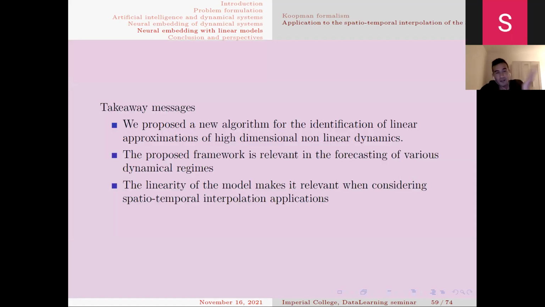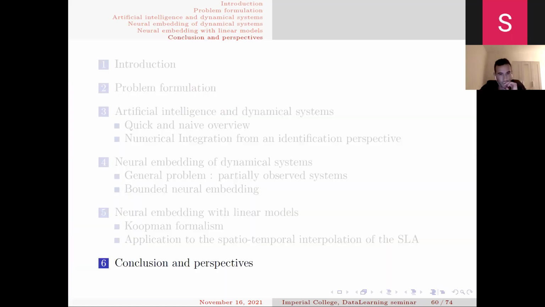Okay, so the main takeaway messages of this part is that we propose a new algorithm for the identification of linear approximations of high dimensional and nonlinear dynamical systems. Those linear representations are relevant for the forecasting of various dynamical regimes, including chaotic dynamics that have stable signatures in their spectrum. Finally, the linearity of the model makes it suitable for spatiotemporal interpolation applications, because it allows us to use extremely simple, state-of-the-art filtering techniques such as the Kalman filter.